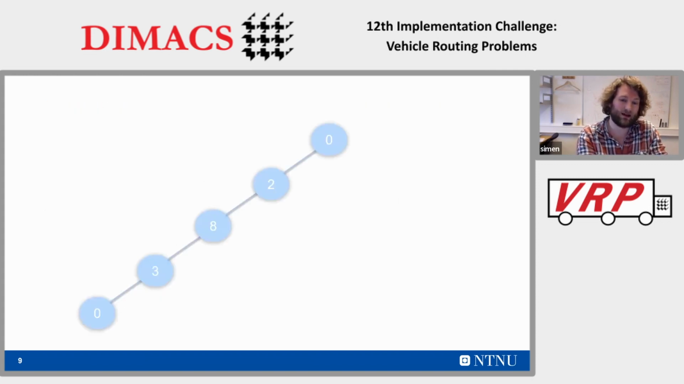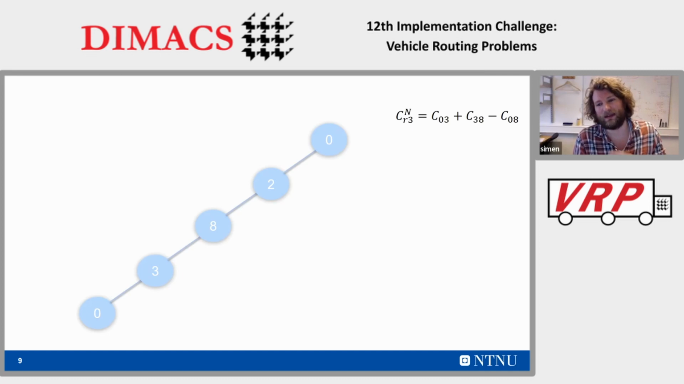So basically, what we do is we have a route which we get from our construction algorithm. And this route starts in the depot denoted 0, through customers 3, 8, 2, and 0. And then we have to associate this route with a cost.